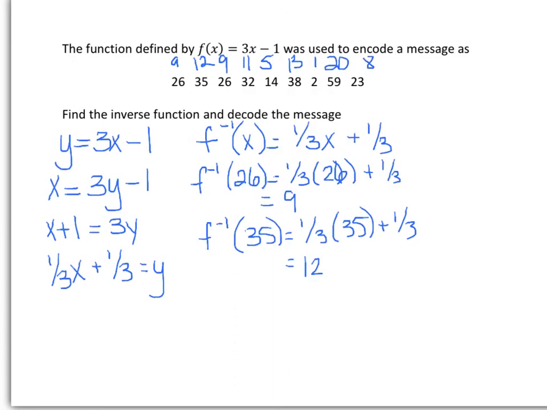23 is 8. Now you actually have to know the correlation of numbers to letters of the alphabet. So for example, 1 is A, 2 is B, 3 is C, 4 is D. Now that you've got this code that I've written in blue, you get to figure out what the message is.